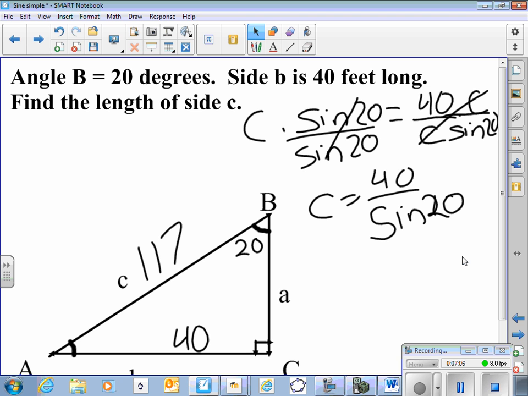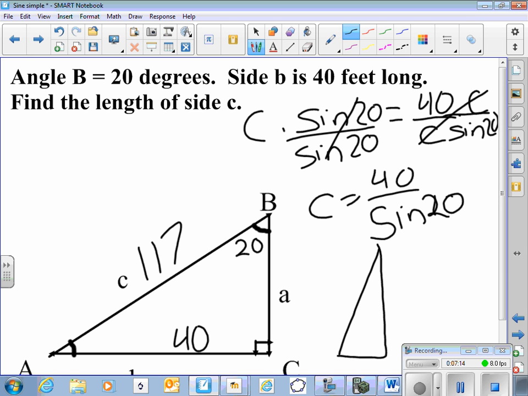So this triangle's really drawn out of proportion. Maybe it should be drawn more like this. So this is 40 because this angle's only 20. And so 117, that makes a little more sense to draw it like that.